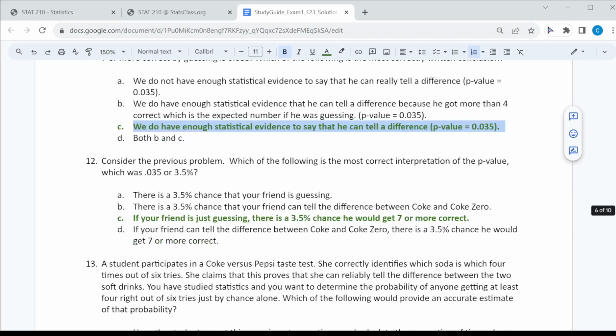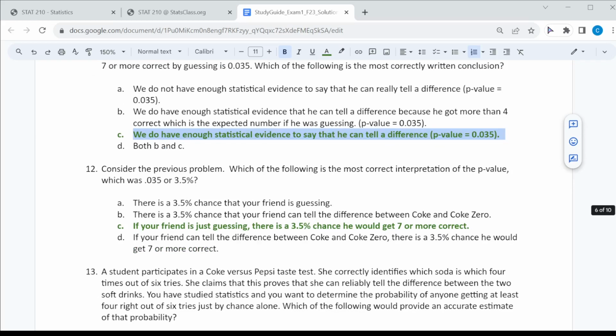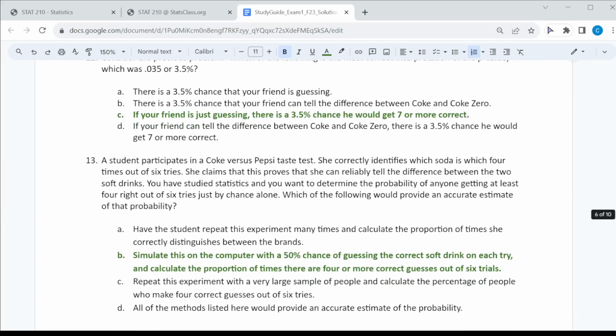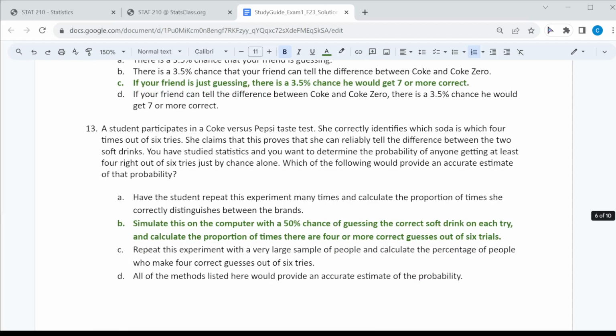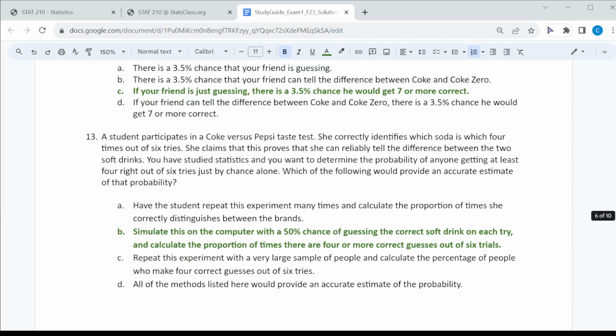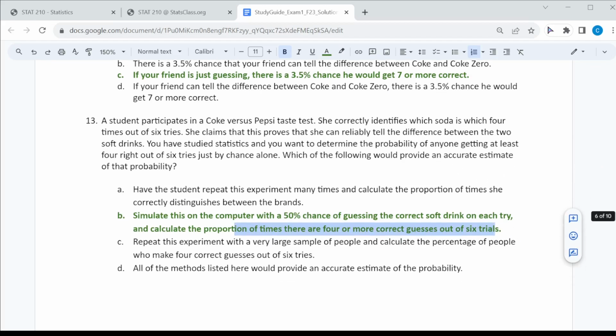Number 12 is just, do you understand what the p-value is? And again, if your friend is just guessing, they have a 50-50 chance of getting it right. There's a 3.5% chance that you're going to get 7 or more correct. So C is the correct answer there. 13 is just setting up, how would you set up the reference distribution? So you'd set it up under a 50-50 and then calculate the proportion of times that 4 or more are correct. So again, more on just how you get the p-value for a given situation.